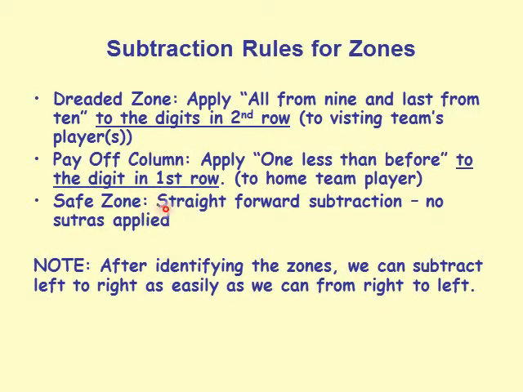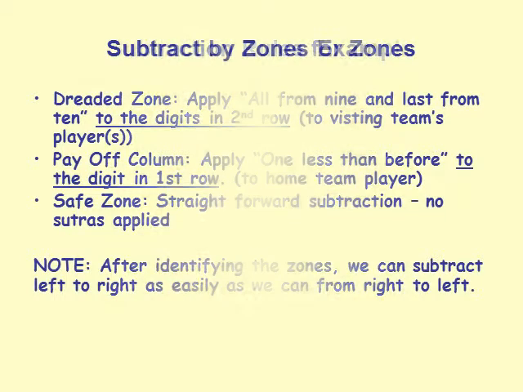In the safe zone, straightforward subtraction: digit in first row minus digit in second row. No sutras applicable. Note, after identifying the zones, we can subtract left to right as easily as we can from right to left. Okay.